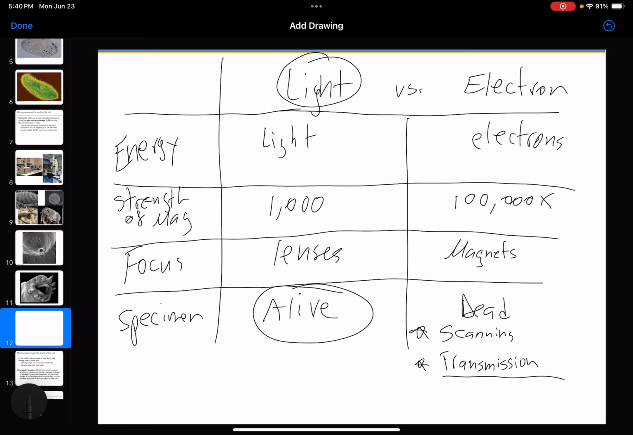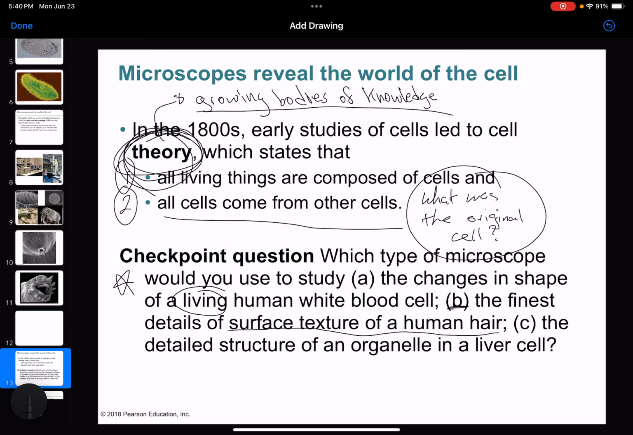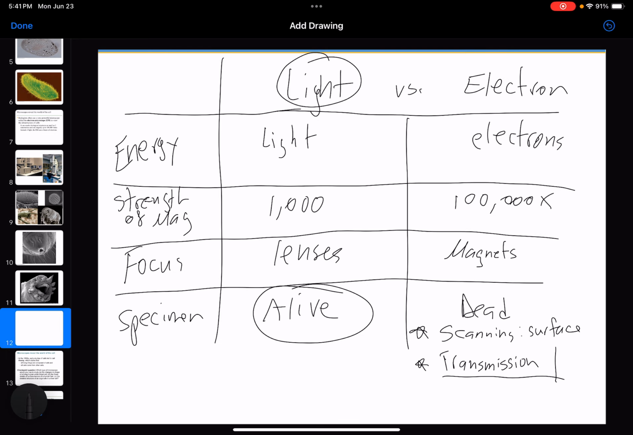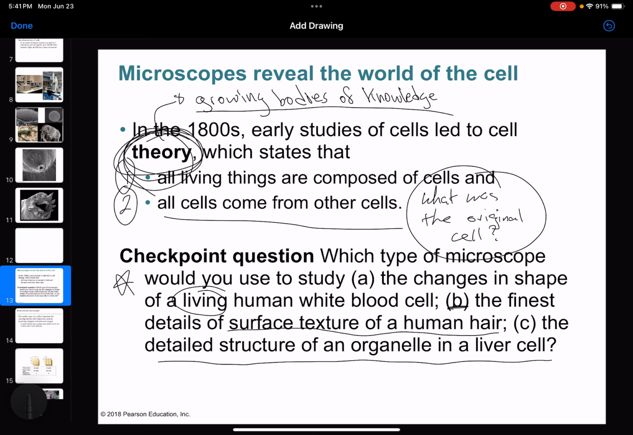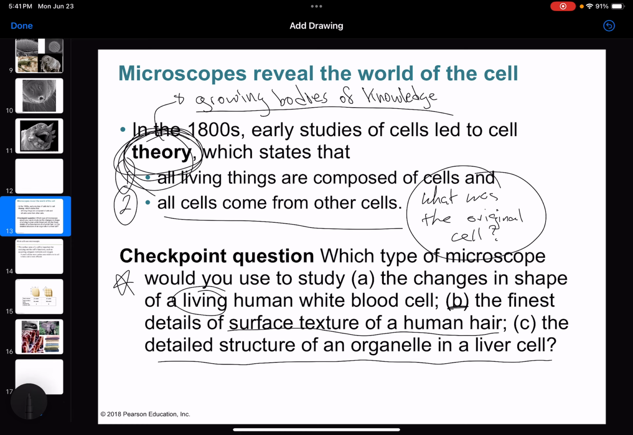Surface, that's going to be scanning, right? Scanning surfaces. And if you wanted to look at the detailed structure of an organelle inside of a liver cell, that's when you're going to use transmission. That's the most detailed way to look at stuff. It's got to be with a transmission microscope. Okay, hope this is making sense to you, at least with microscopes, and then cell theory.